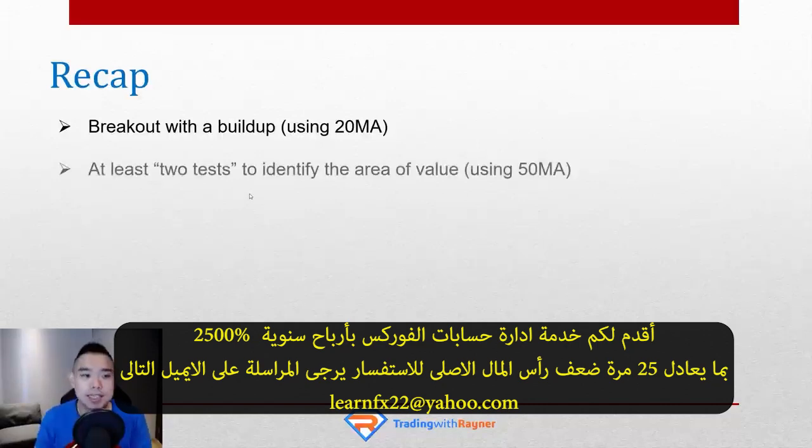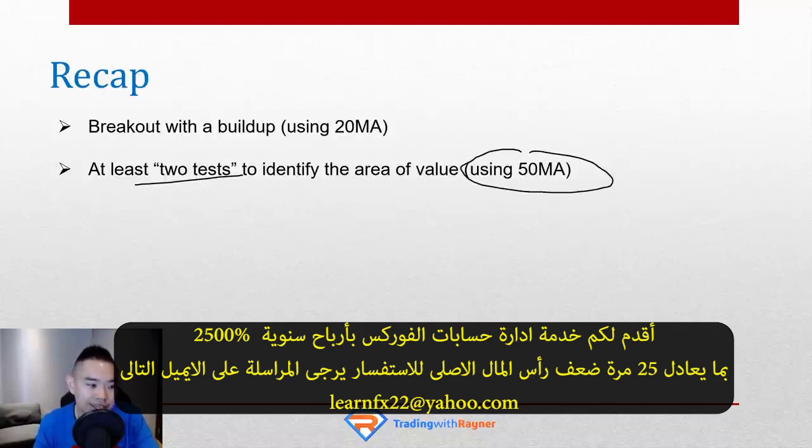The second secret I shared with you is how to actually predict market turning points in a trending market. And the way to do it is that you want to identify the moving average that's being respected by the market. And to do it, we are looking for at least two tests, two bounces of the moving average, to identify the area of value. So in this case, I use the 50-period moving average in this example.